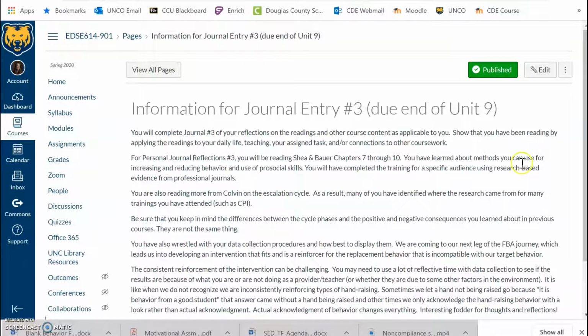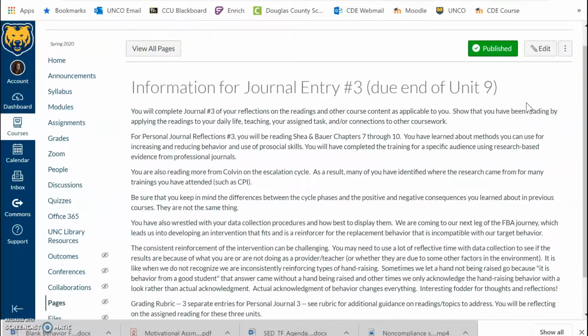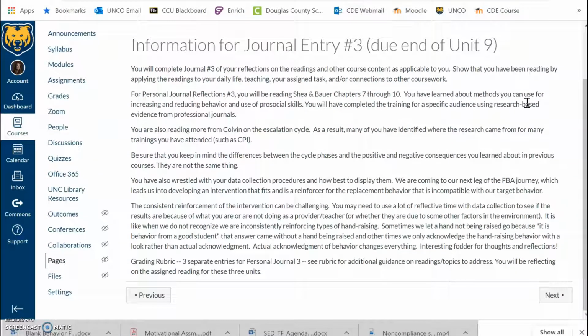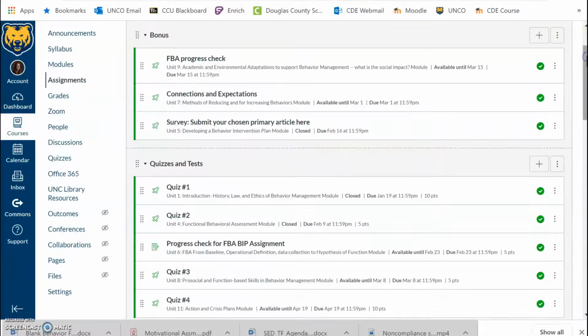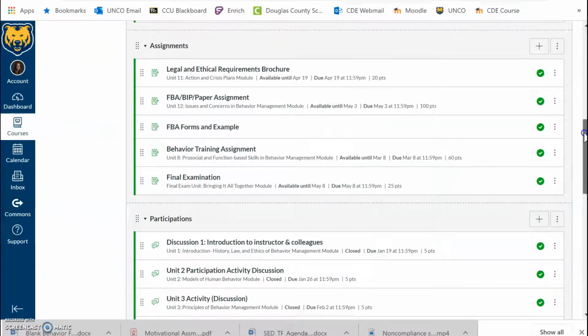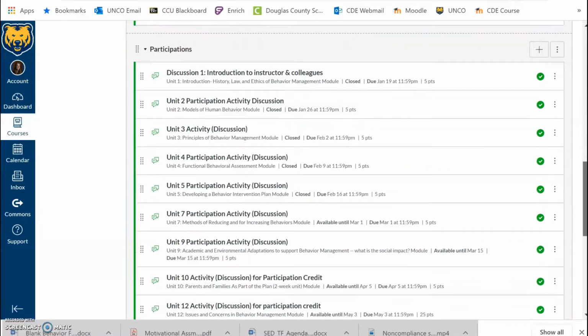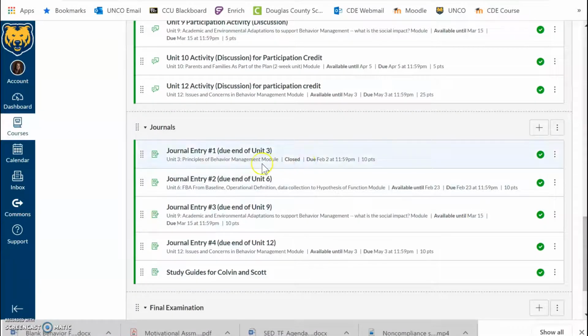For this unit, we will have journal number 3, just as we have done before. So you'll see that the prompts are here. Just want to make sure that you're addressing all of these. Journal number 3 will be due at the end of Unit 9. So we are continuing along in that pattern, those journal assignments.